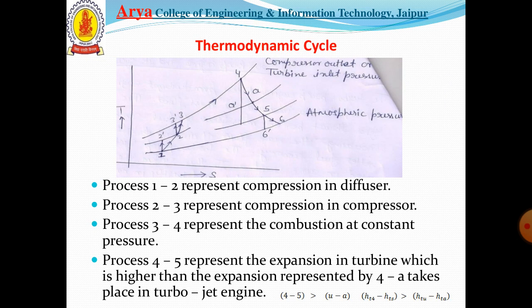Now the thermodynamic cycle of the engine. Process 1 to 2 represents the compression in the diffuser. Process 2 to 3 represents the compression in the compressor. Process 3 to 4 is the combustion at constant pressure. Process 4 to 5 represents the expansion in the turbine, which is higher than the expansion that takes place in the turbojet engine.